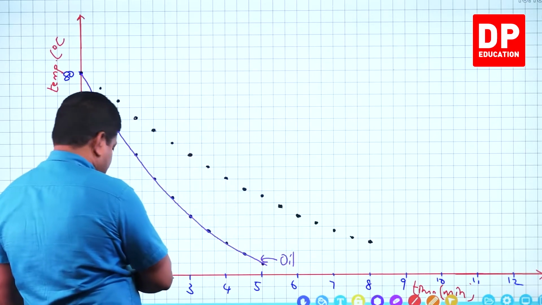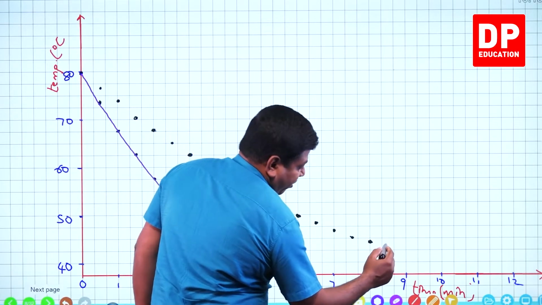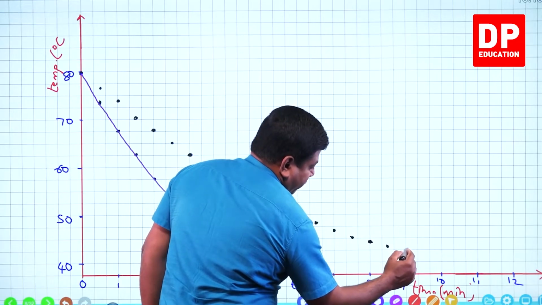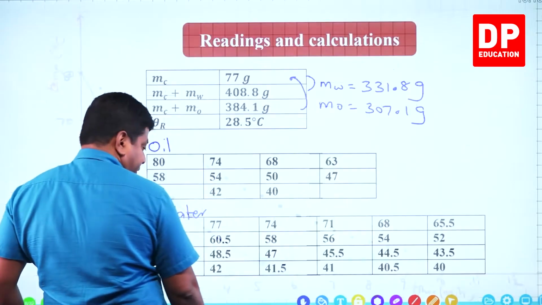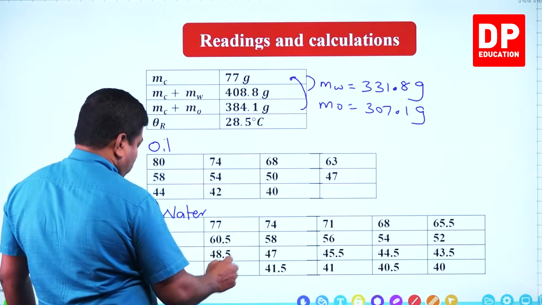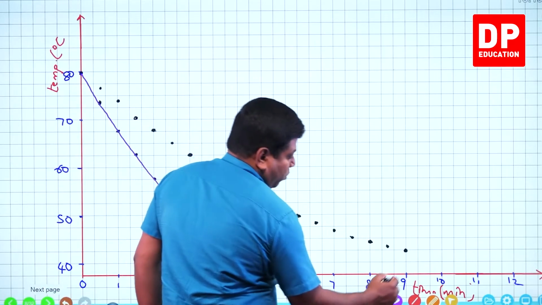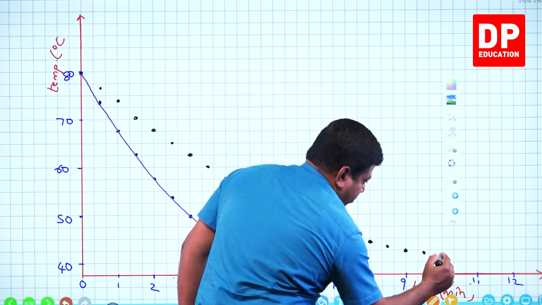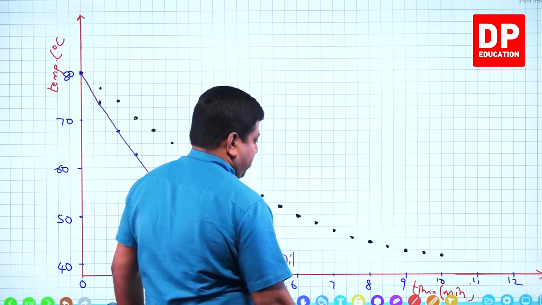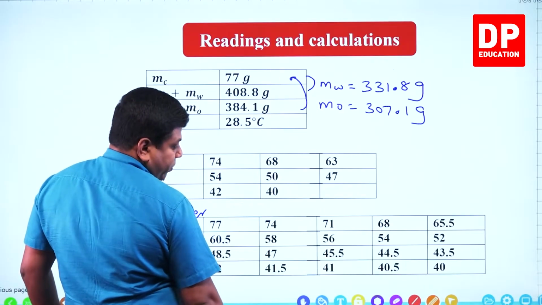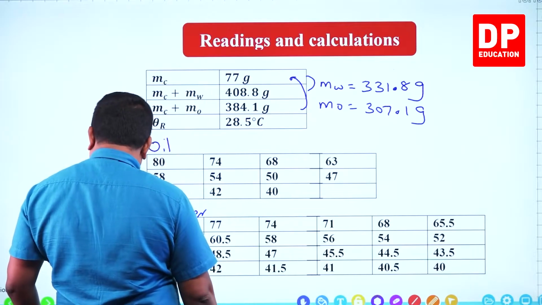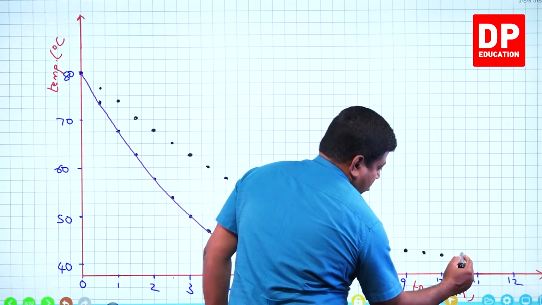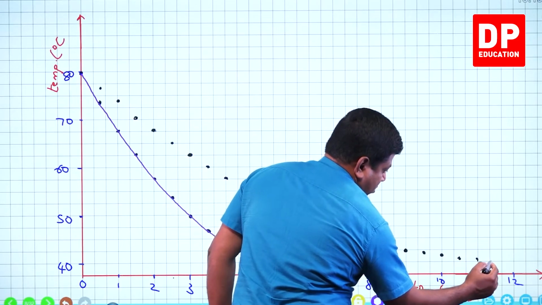43.5. Look at this line. This is 42.5, so 43.5 must be above that. Then 42.5. After 42.5, it's 42, 41.5, 41, 40.5, 40.